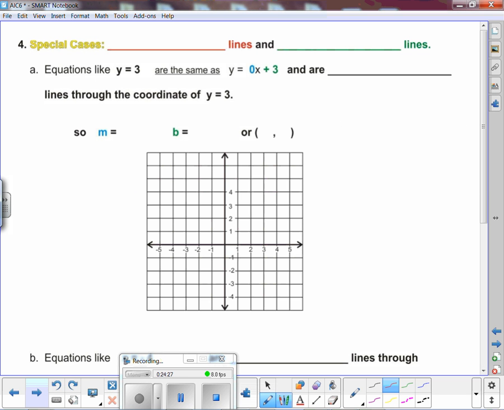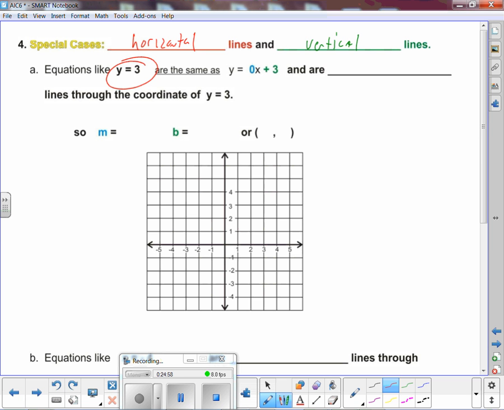All right, special cases. These are in red horizontal lines and in green vertical lines. Horizontal lines and vertical lines. Okay, look at A here. This is stuff like y equals 3, y equals 7, y equals negative 1, y equals 5, y equals a half.